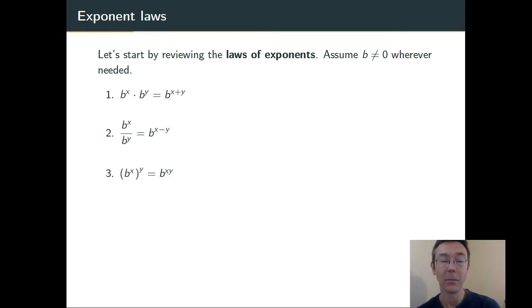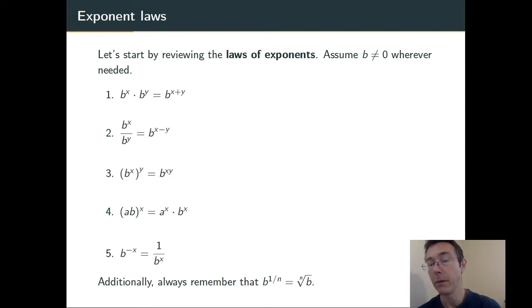Notice the parentheses. B to the x is inside a parenthesis, so it's not just the x being raised to the y, it's the b to the x being raised to the y. If you have a product to a power, you can take the power of each of the factors and then multiply. Finally, if you have a negative exponent, you can take a reciprocal before you apply the exponent.